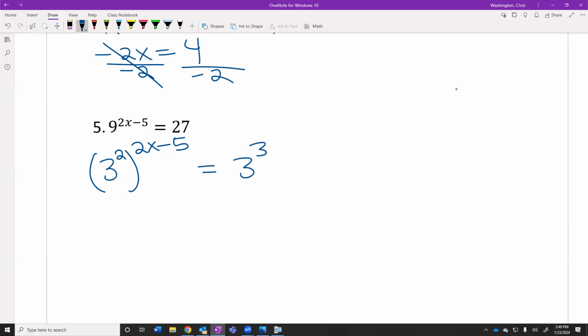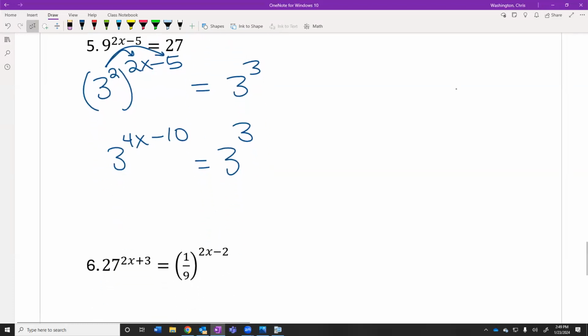This brings in the idea that I need to distribute the exponent on the left before we set those equal to each other. So we're going to have to multiply by the 2 on both sides. 2 times 2x, which is 4x. 2 times -5, which is -10. And that's equal to 3 to the third power.